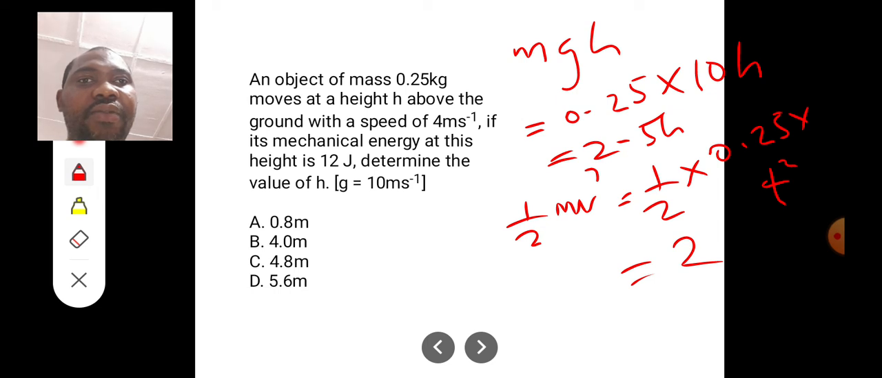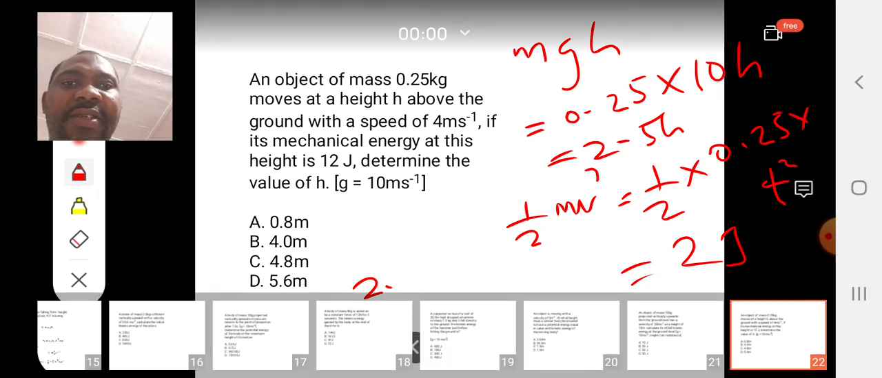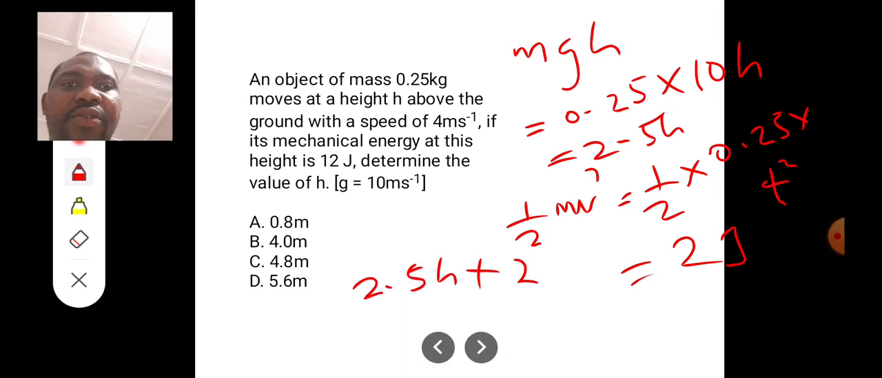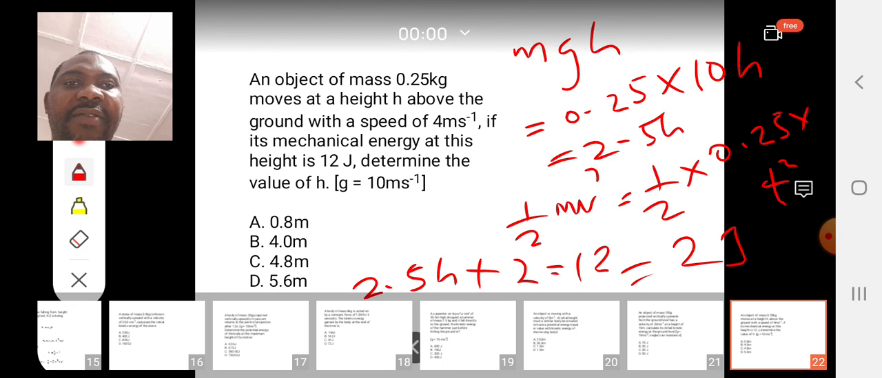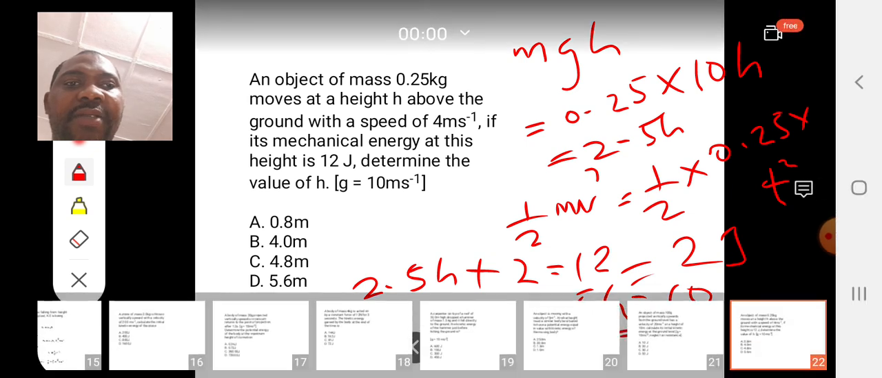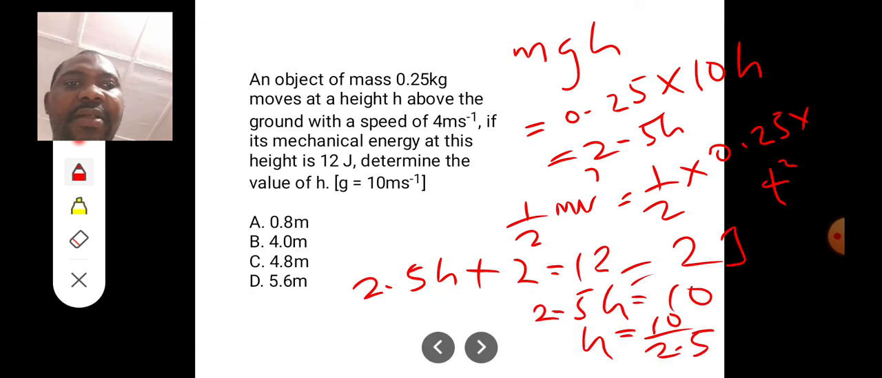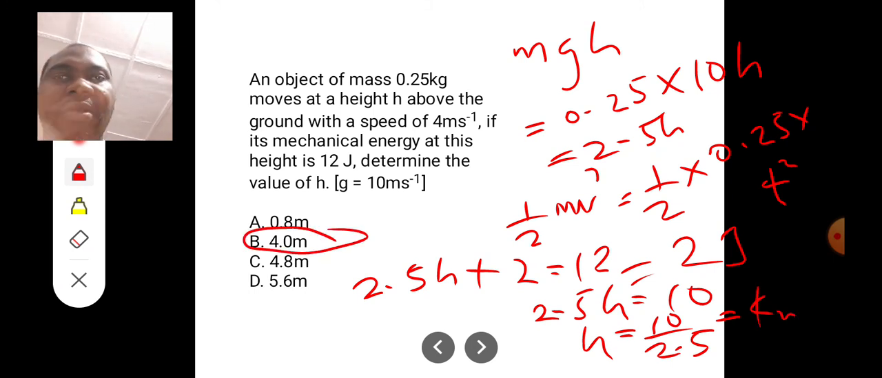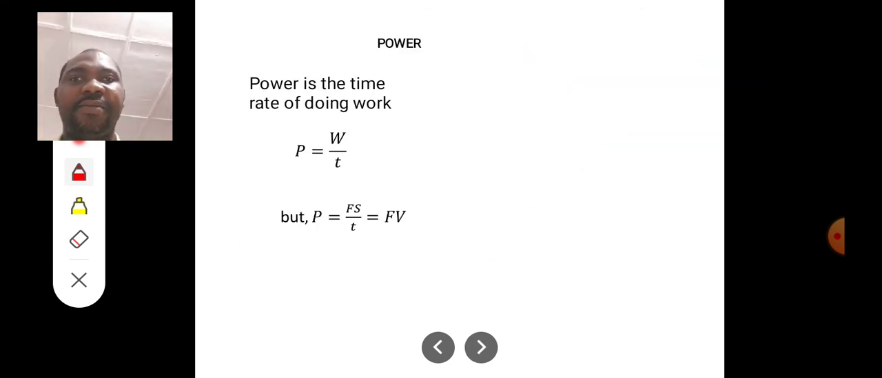Okay, so 2 joules. Now the sum total, 2.5h, that's the potential energy, plus 2, which is the kinetic energy, is equal to the mechanical energy, which is 12. So 2.5h is equal to 12 minus 2, which is 10. That means h will be 10 divided by 2.5. 10 divided by 2.5 is going to give me 4 meters. So 4 meters. This is beautiful. Okay, let's continue.